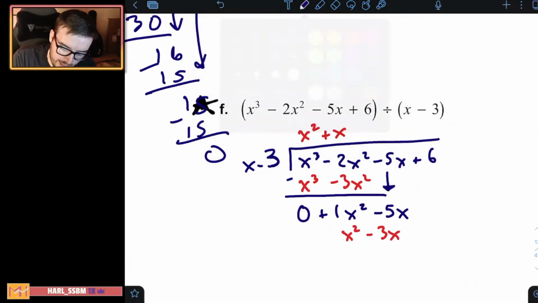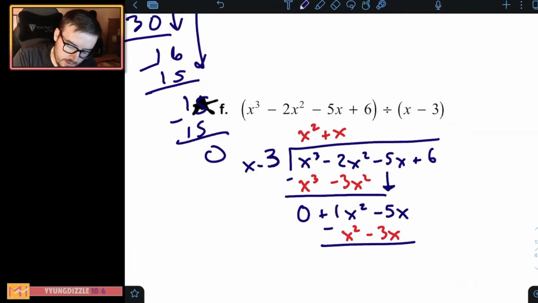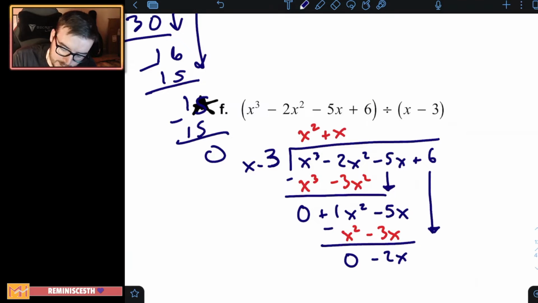And you perform subtraction once again. This becomes 0, of course. And again, when you subtract a negative, that's addition. So negative 5 plus 3 is negative 2x. And you bring down that final term.